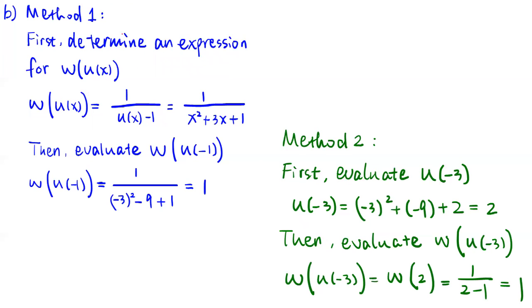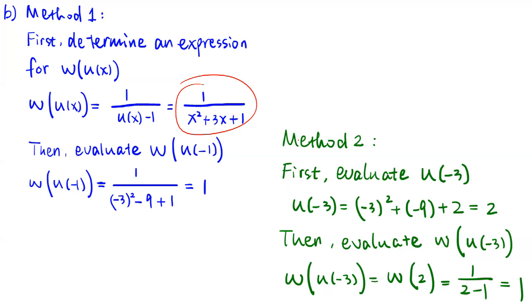And for question B, also there are two methods. First, we can determine an expression for w of u of x first, right? So w of u of x is actually the reciprocal of the difference between u(x) and 1, which is the reciprocal of x squared plus 3x plus 1. Then in order to evaluate w of u of minus 3, we can just put x being minus 3 into that expression here. So w of u of minus 3 is 1 over minus 3 squared minus 9 plus 1, which is also 1, right?